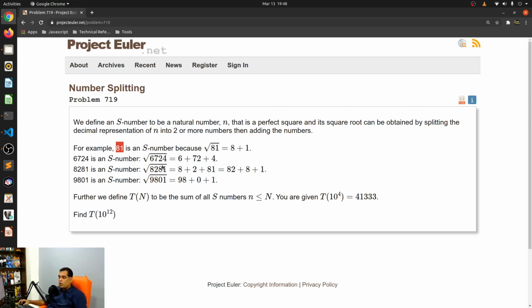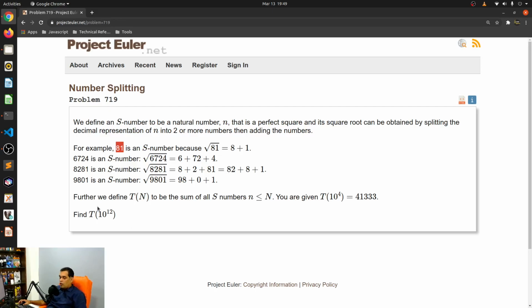Let's take 6724 for example. It's possible that you can get 82 by adding 6 plus 2 plus 4, giving you 82, which is the square root of 6724. There are a couple of more examples that are provided here.